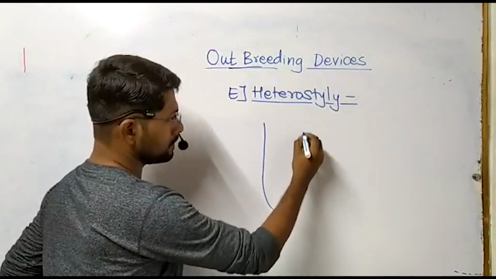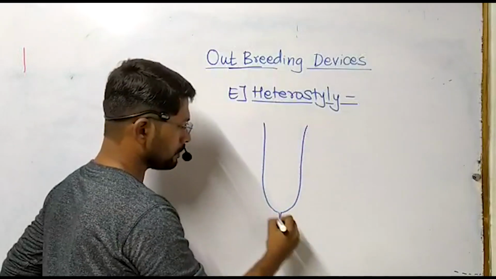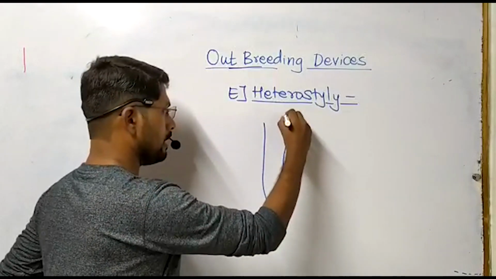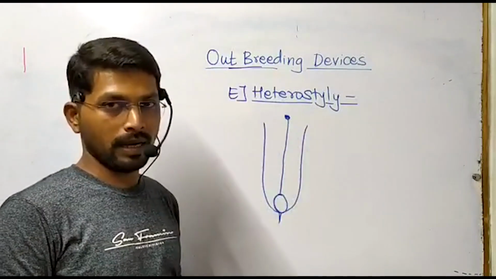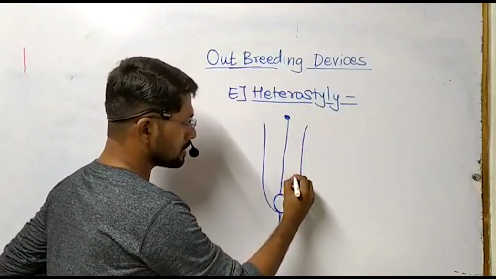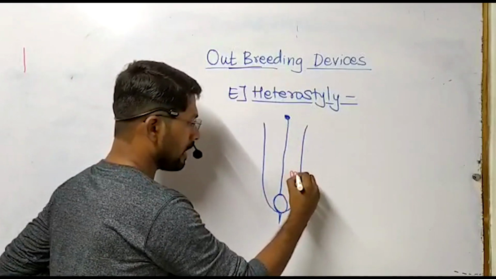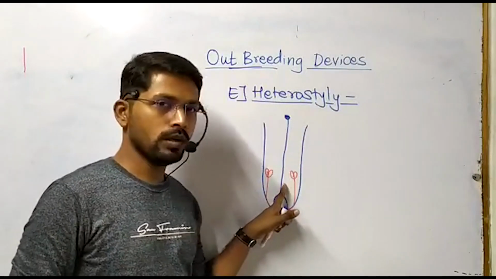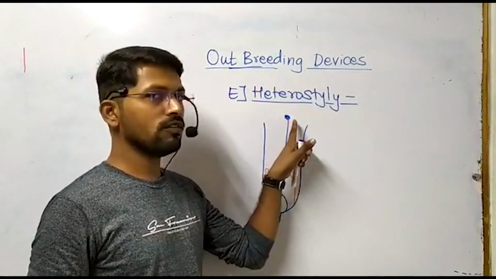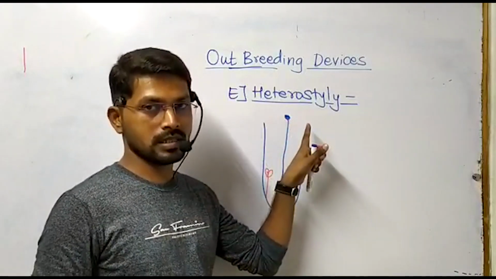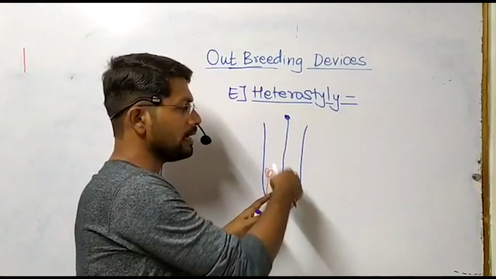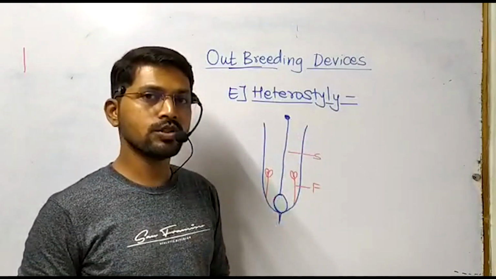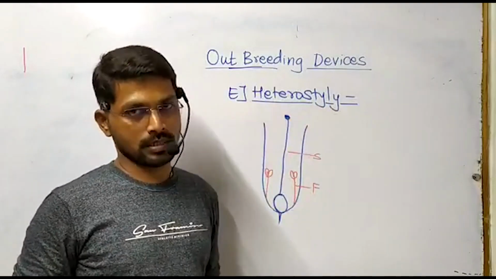Suppose this is a flower. In this flower, the carpel is situated like this. This one is the ovary, this is the style, and this is the stigma. But in the same flower, the stamens are situated like this. They have a very short filament, due to which the pollen of this flower is not always directly coming in contact with the stigma of the same flower. This differential length of the filament and style is considered heterostyly.